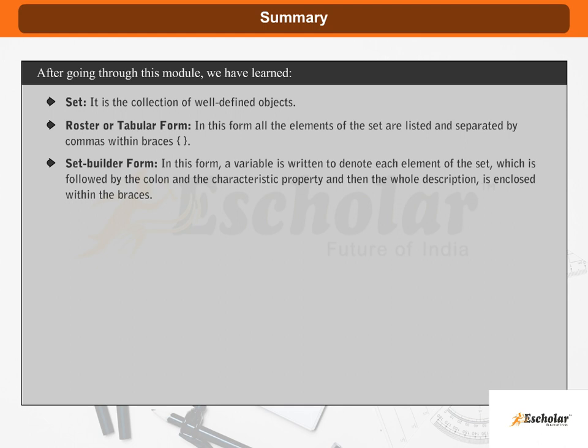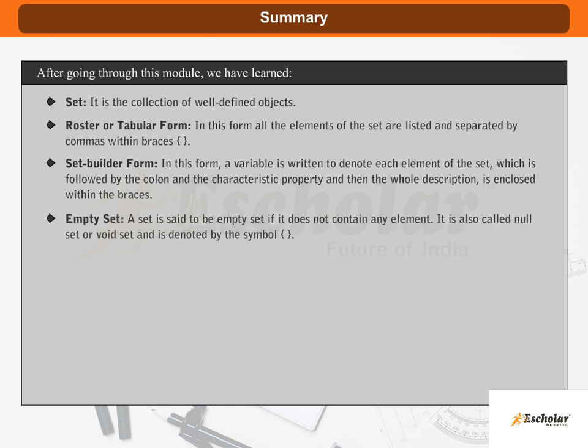In this form, a variable is written to denote each element of the set, which is followed by the colon and the characteristic property, and then the whole description is enclosed within the braces. Empty set. A set is said to be empty set if it does not contain any element. It is also called null set or void set and is denoted by the symbol empty curly brackets.